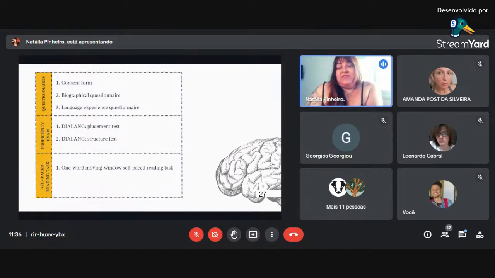So the data collection was divided into 3 parts. First, participants answered some questionnaires: the consent form, then a biographical questionnaire, and then a language experience questionnaire. After that, they did a proficiency exam in the dialogue, and they did the placement test and then the structure test. And finally, the most important was the 1-word moving window self-paced reading task, in which participants had to press the space bar to see the words, and the dependent variable was the reaction time.